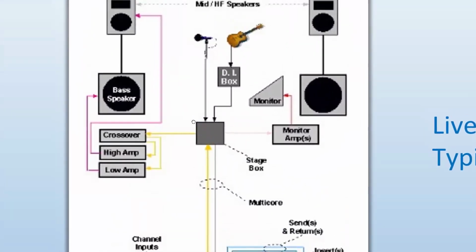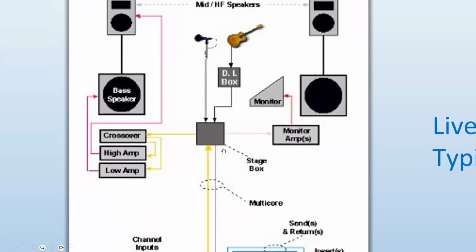So the stage box would have a bunch of inputs here. Either the stage box is digital or analog. And then we're going to have some returns. Also, we're going to have some groups sent to something that's called stage monitors.